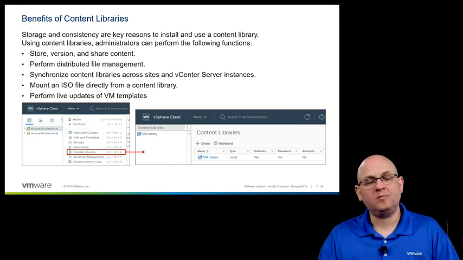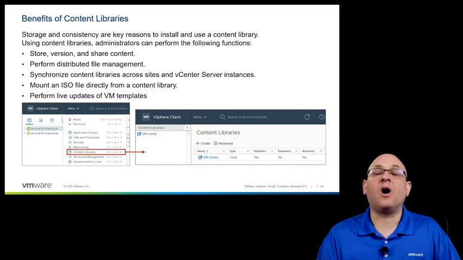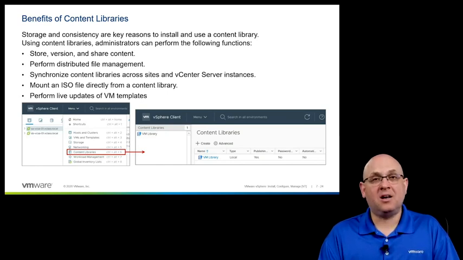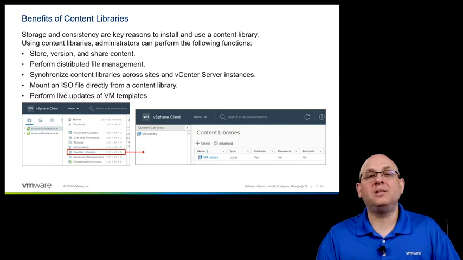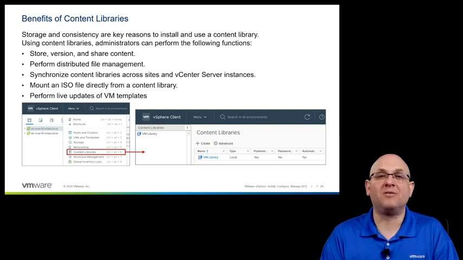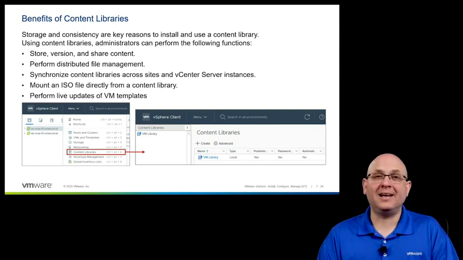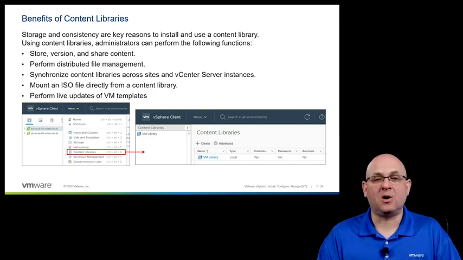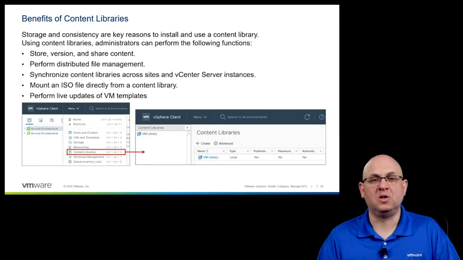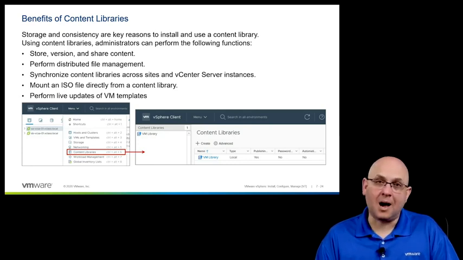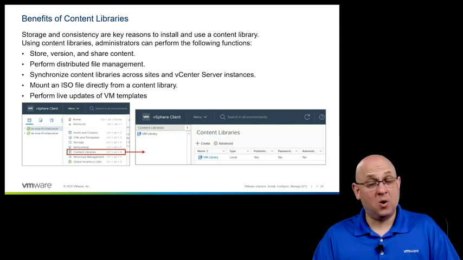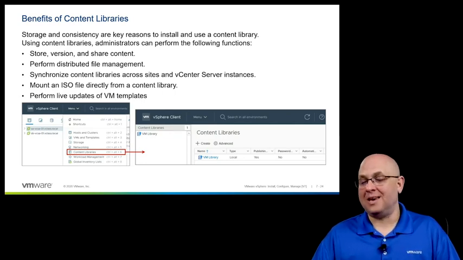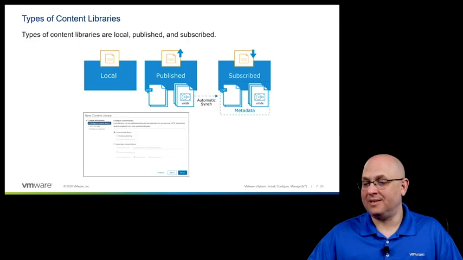We're also able to store our ISO images in content libraries, and then from within a content library, we can mount an ISO image directly to a virtual machine. So that's a nice way also of being able to utilize our ISO images that we can use to install guest operating systems or install other software and the like. And now in vSphere 7, we can perform live updates of templates.